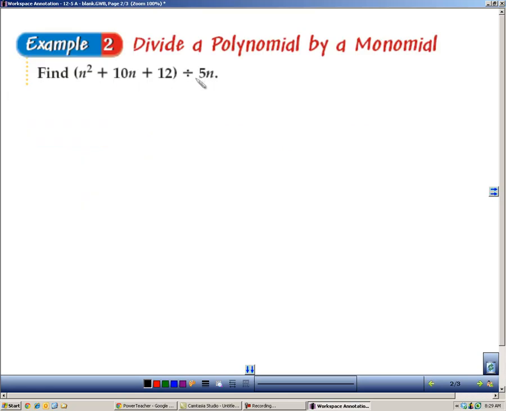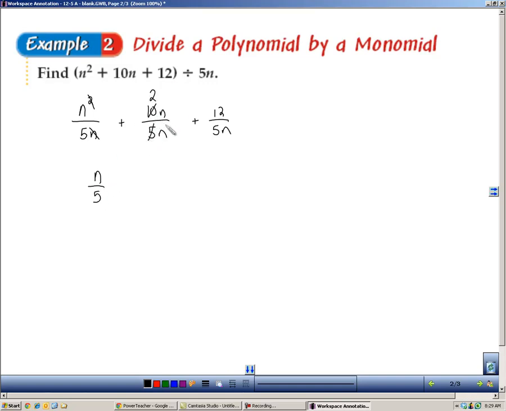Next example, dividing by a monomial. So we'll take each term in the polynomial and divide it separately. And then we will reduce each fraction as we can. n cancels with one of those, leaving an n over 5. That's the best you can do to simplify that.